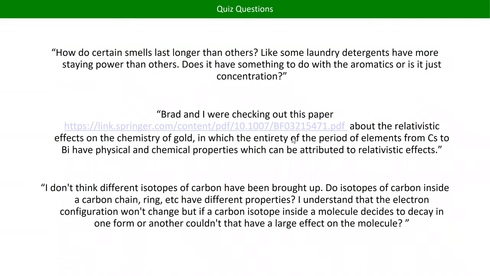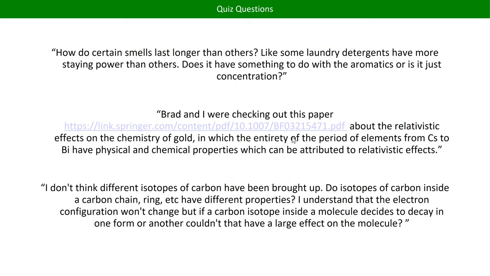Pyrrolidine, is that the one? Benzene with the carbon replaced with the nitrogen? Pyridine, thank you. Pyrrolidine, I think, is a five-sided ring with the carbon replacing nitrogen, or nitrogen replacing carbon.